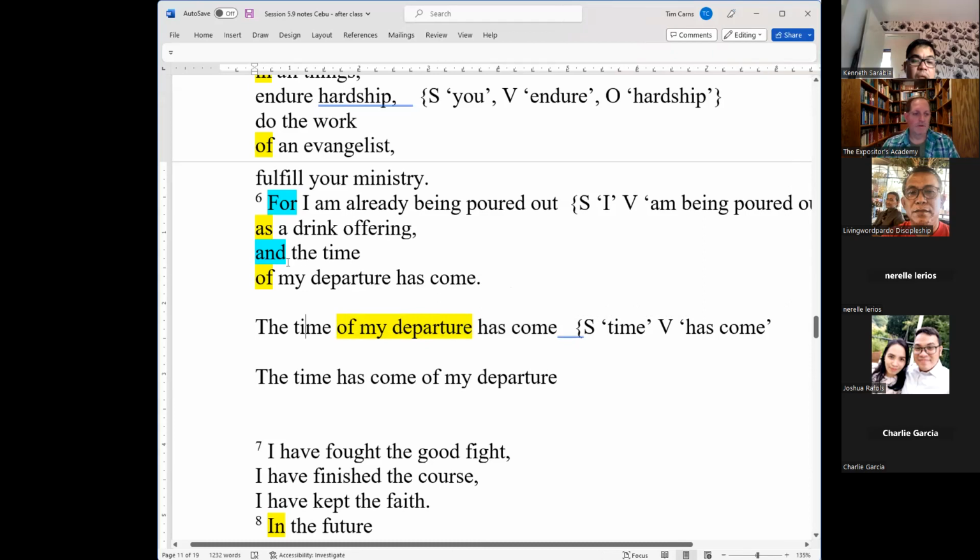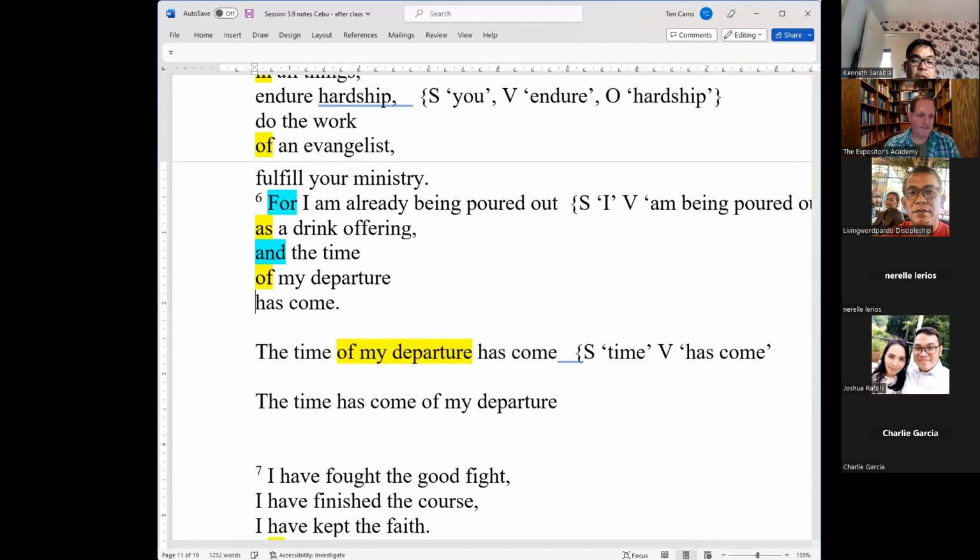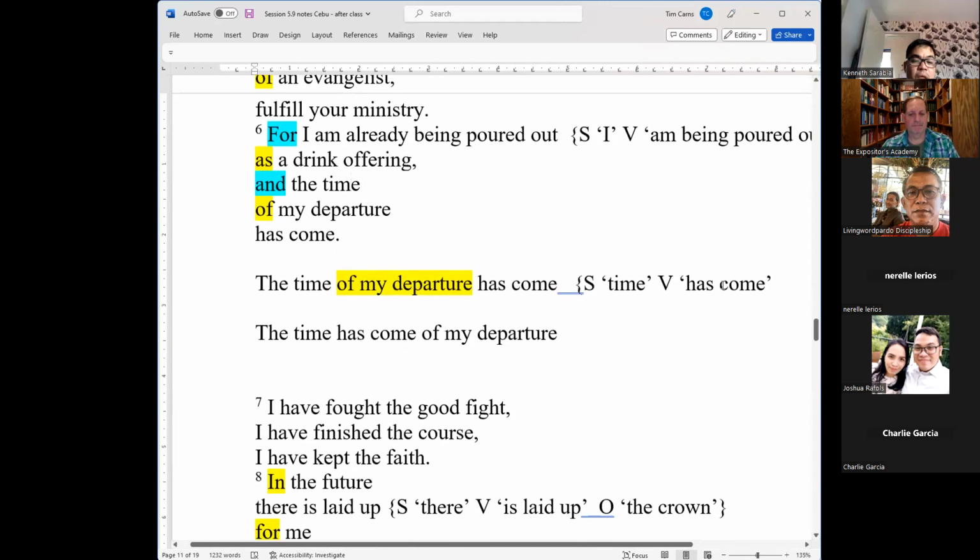Okay? So "has come" needs to be on a separate line because it's the verb completing the subject, time. Any questions on that?